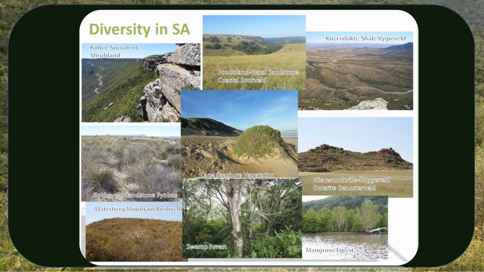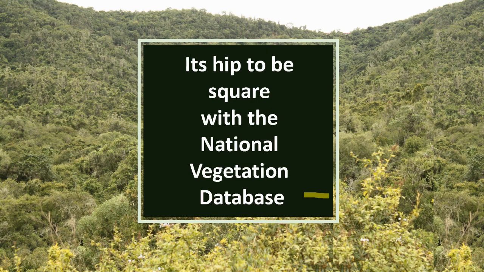But what happens to all of that plot data? They turned that plot data into something that we call the National Vegetation Database, or the NVD. And that's something that still exists today. It's not necessarily made available online just like the National Vegetation Map.